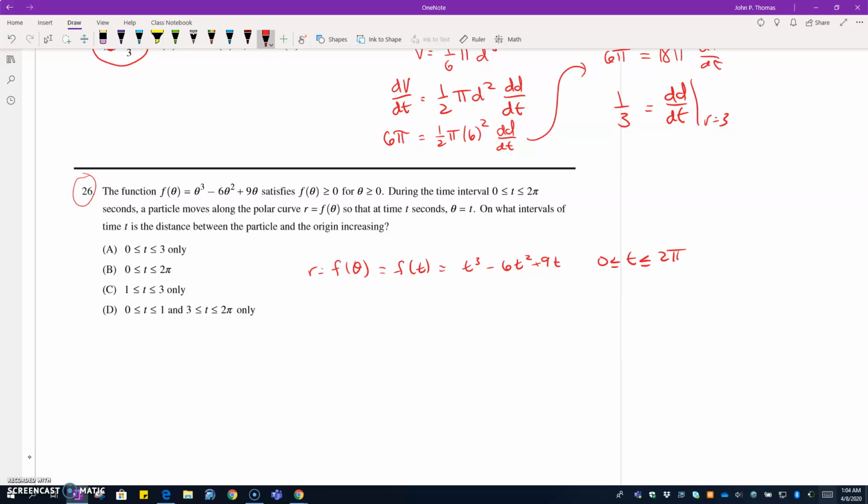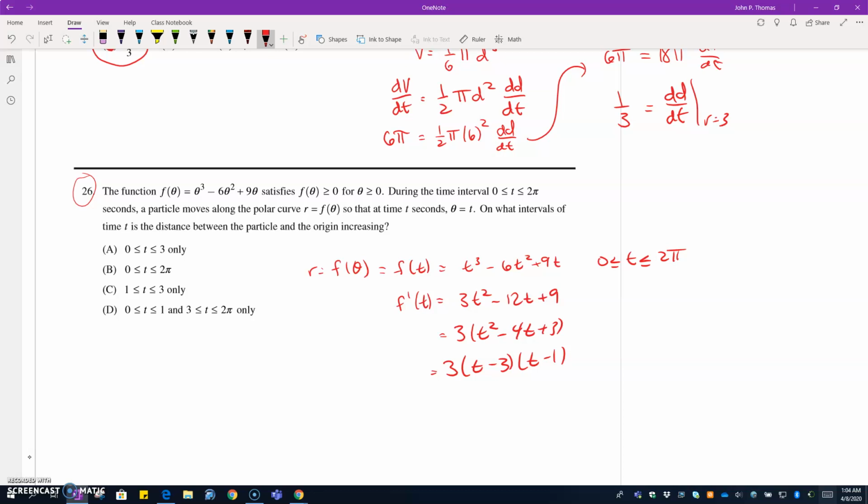So now from here, it wants to know when it is increasing, so I'm going to take the derivative. f prime of t equals 3t squared minus 12t plus 9. And I'm going to factor a 3 out to make it easier to factor. And I'm going to get a t minus 3 and a t minus 1 as my two factors. And those are the factors of f prime of t.